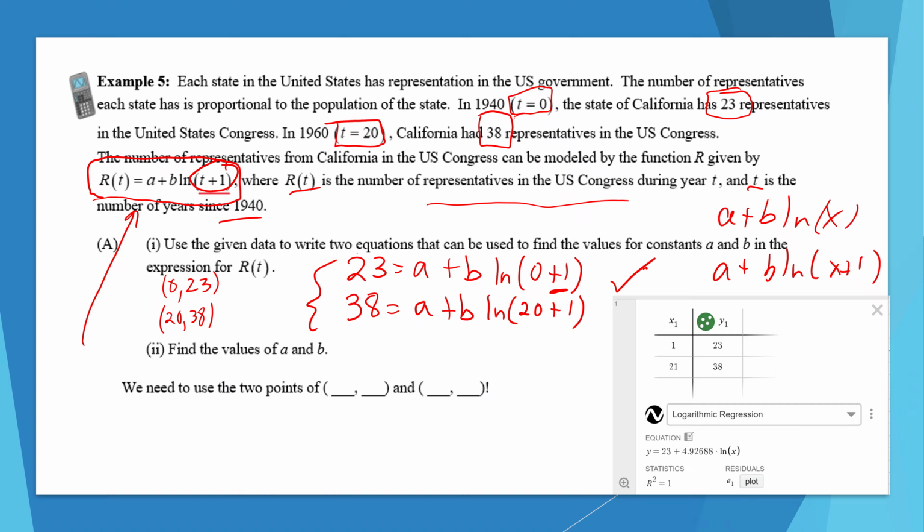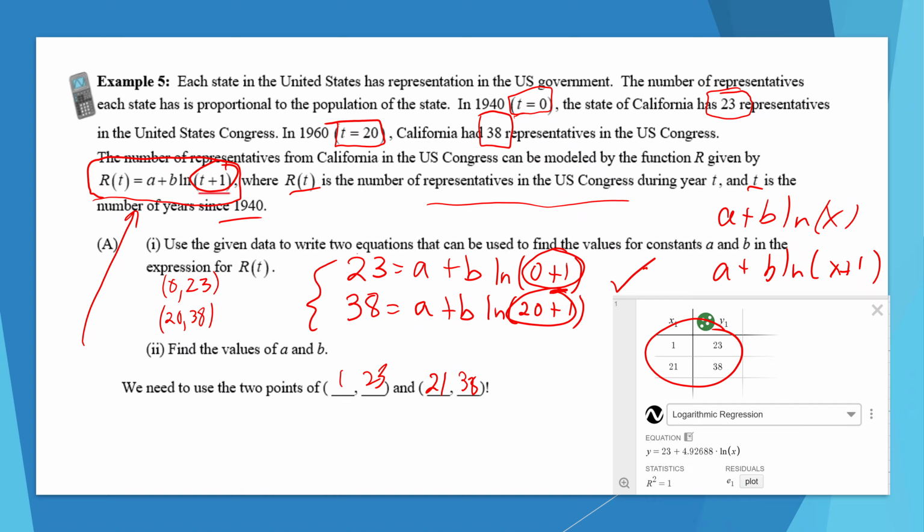And so here, instead of 0, 23, we're going to plug in 1, 23. We're going to leave our y values the same, right? So we're not going to have to worry or touch our y values, but know to add 1 to your x value. Not 0 and 20, but 1 and 21. 21 should also be our x value for the second coordinate, which would pair alongside 38. Once you have those two coordinates, we are going to plug them into Desmos and then use a logarithmic regression.